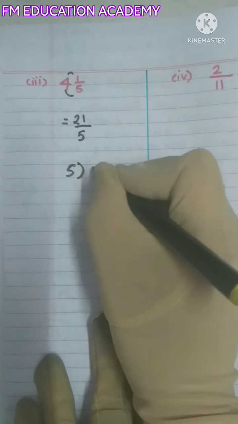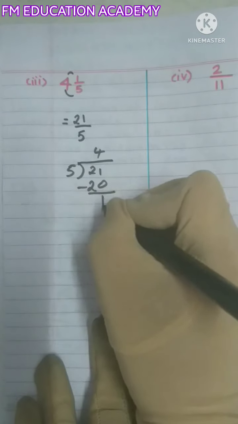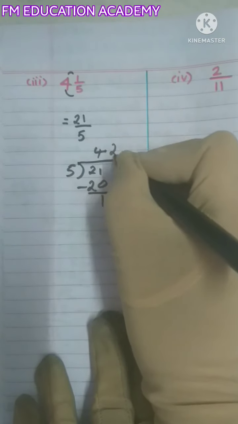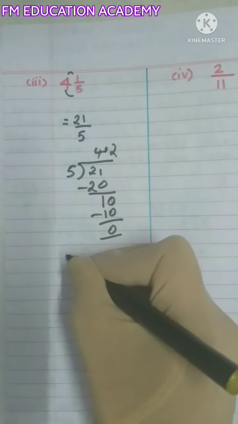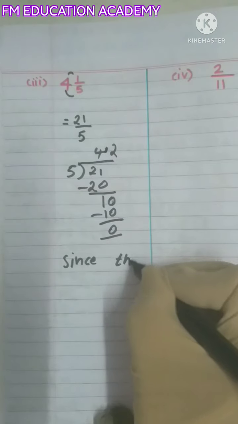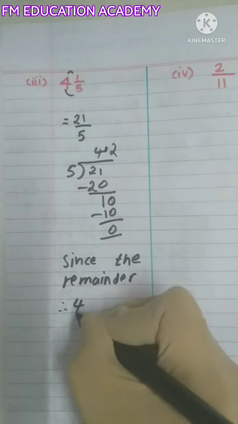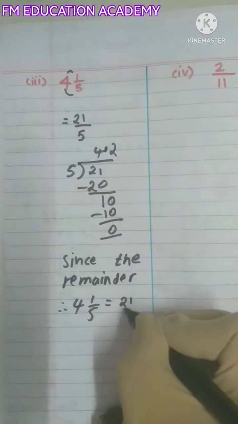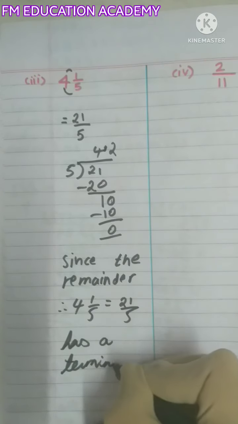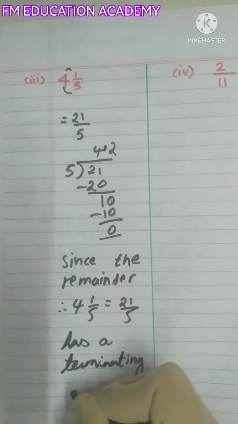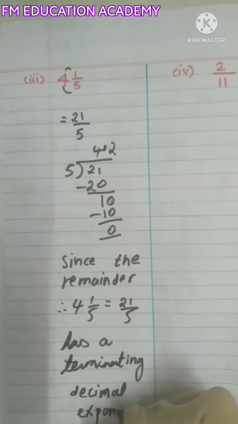Now divide: 5 outside, 21 inside. 5 4s are 20, 1 minus 0 is 1. Put a point, bring down 0. 5 2s are 10. Now we have got the remainder as 0. So since the remainder is 0, therefore 4 1 by 5, that is also equal to 21 by 5, has a terminating decimal expansion. Remember, whenever the remainder becomes 0, the decimal expansion becomes terminating.